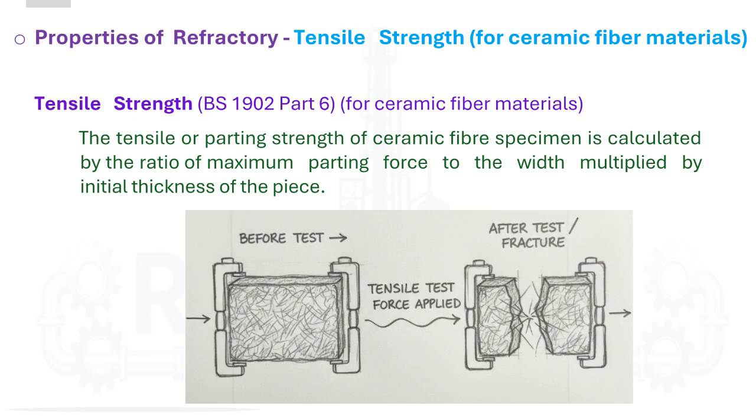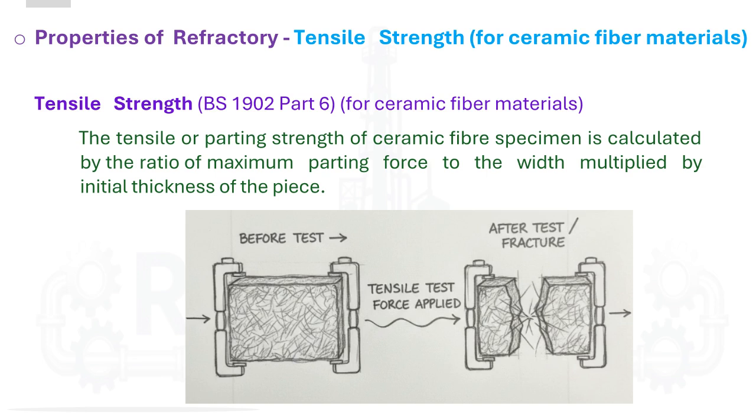From this, the tensile strength is calculated using the formula: tensile strength equals maximum parting force divided by width multiplied by initial thickness. The result is expressed in pascals or sometimes in kilograms per square centimeter, depending on the standard convention. In context, ceramic fiber tensile strength is low compared to dense refractories, typically in the range of 0.1 to 0.5 megapascals. This reflects the nature of fibrous materials.